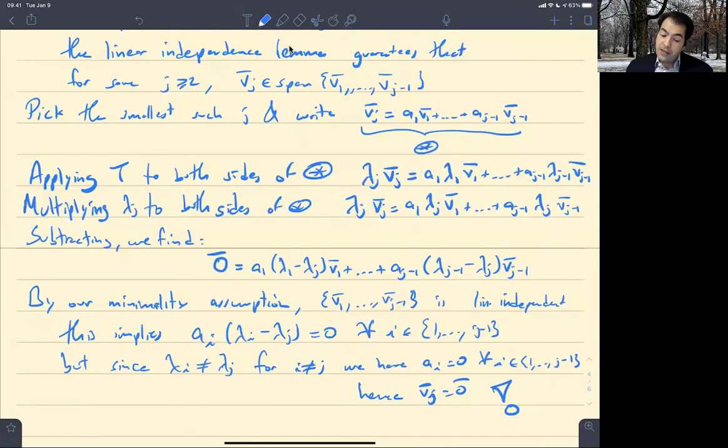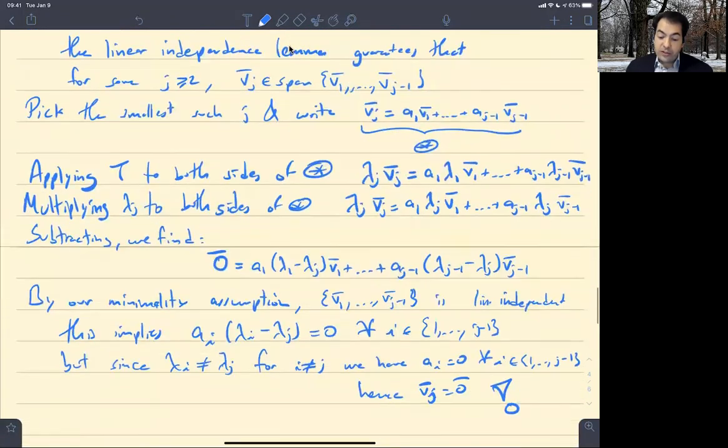That's how we'll use this linear independence lemma as a very useful technical tool for doing proofs. Okay, that's a good place to stop. So let's stop there for this time and pick it up next time.